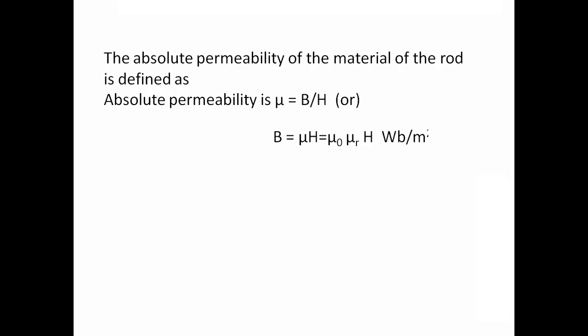So the absolute permeability of the material of the rod: here the absolute permeability, mu, is equal to B by H. B is the magnetic flux density and H is the magnetic field strength. Mu is the absolute permeability, that is flux density by field strength, and from that, flux density B is equal to mu into H, whereas mu is equal to mu naught into mu r, that is Weber per meter square.